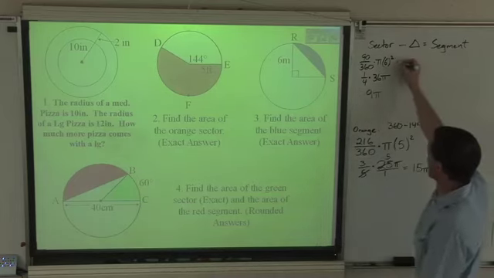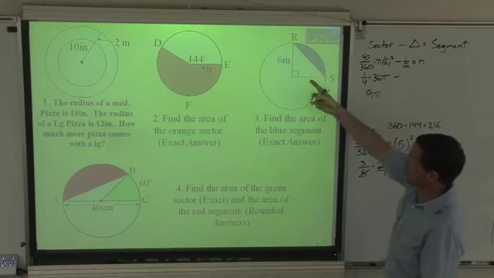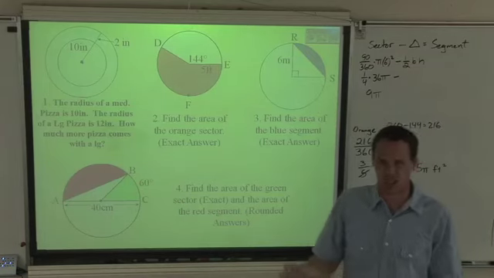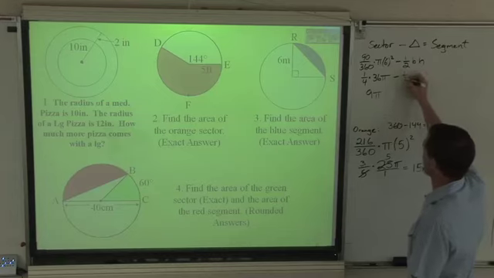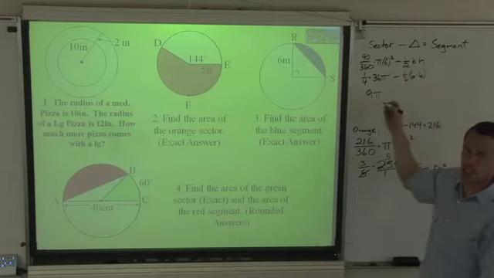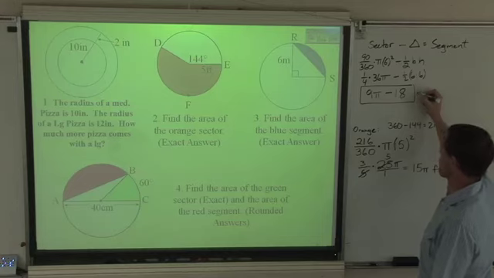And then we have a triangle, which is 1/2 base times height. Well, the base and height are radii of the circle. It's a right triangle. That works nicely for us. We get 1/2 of 6 times 6. 6 times 6 is 36. Half of that is 18. This right here is the exact answer, meters squared.